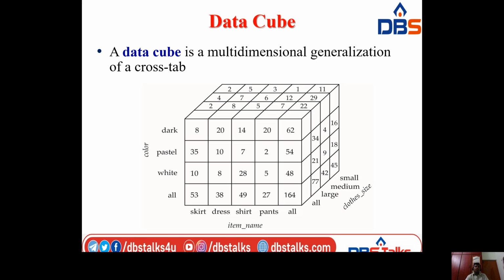This is the cube. What is actually a cube? It is multi-dimensional data. By using the cube, we are representing all the values which are available, and we are storing the data in the same way. A cube is a multi-dimensional generalization of a cross tab. It is a generalization of the cross tab which was available in the last slide.